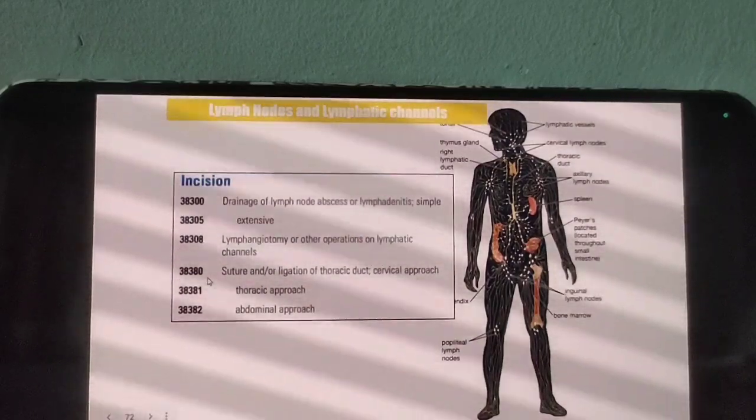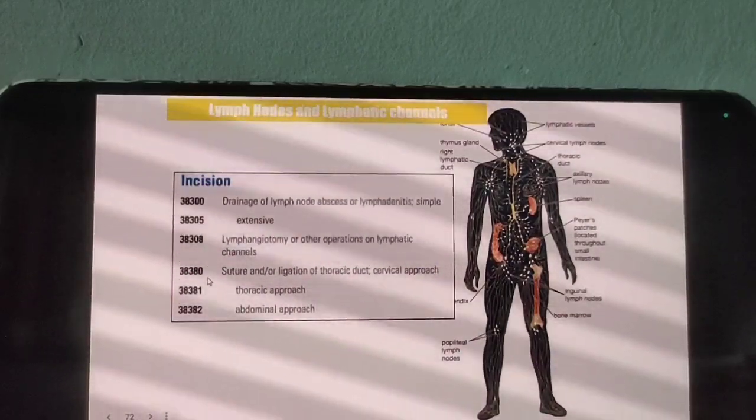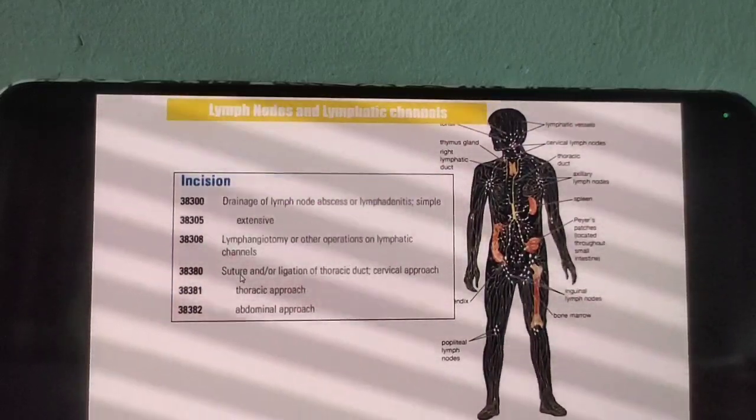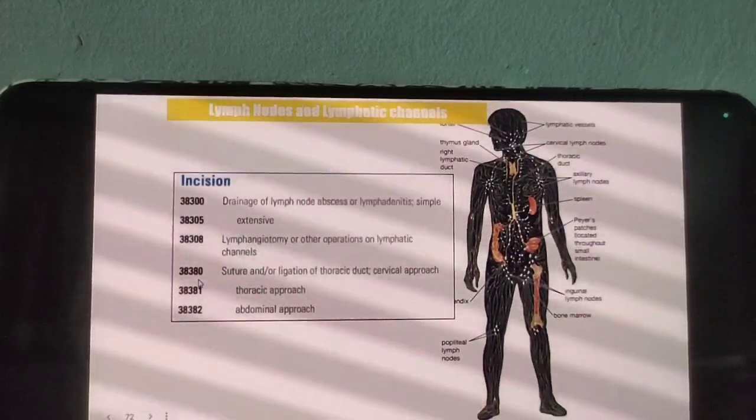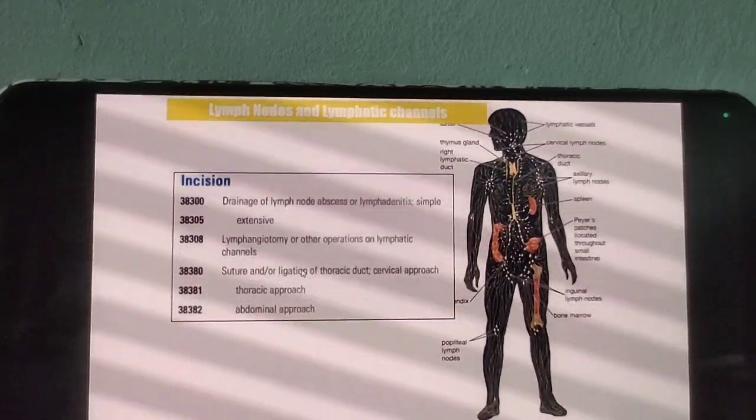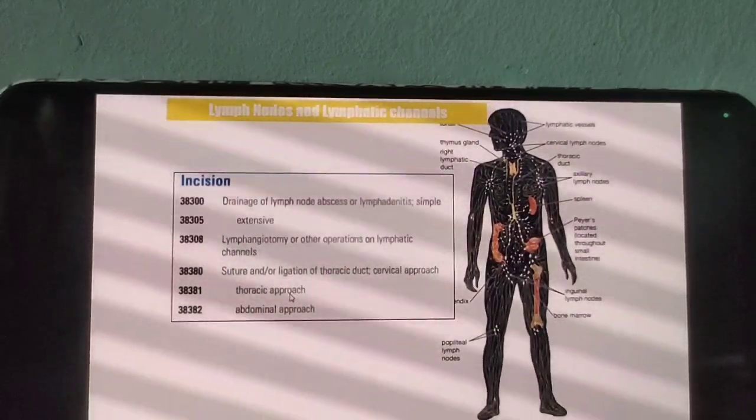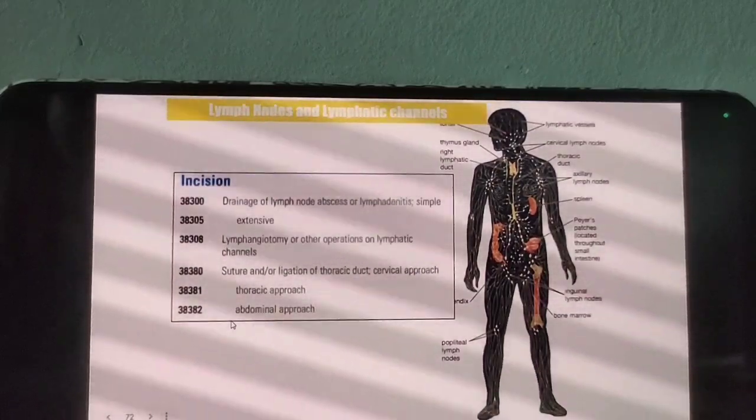Then 308 for suture. Doctor just makes a suture. Or doctor connecting the thoracic duct: cervical approach 80, thoracic approach 81, abdominal approach 82. Ligation, joining of thoracic duct. That's it.